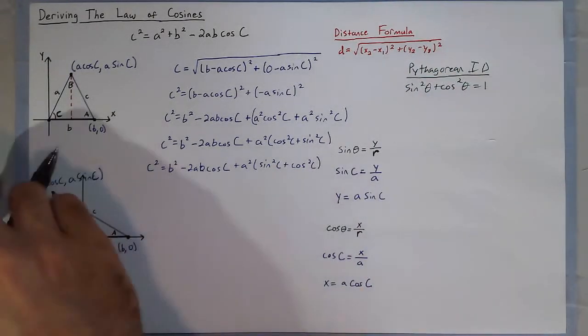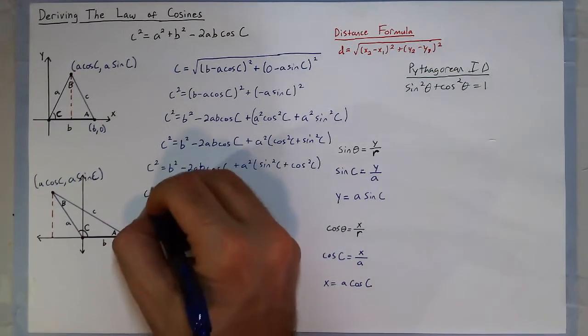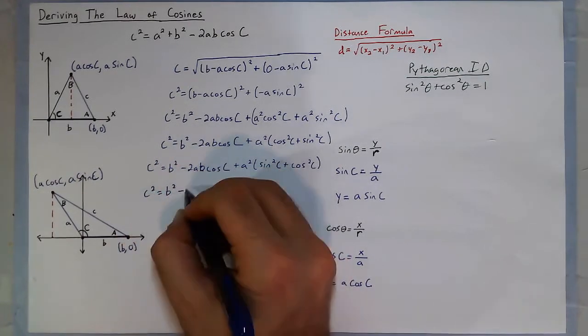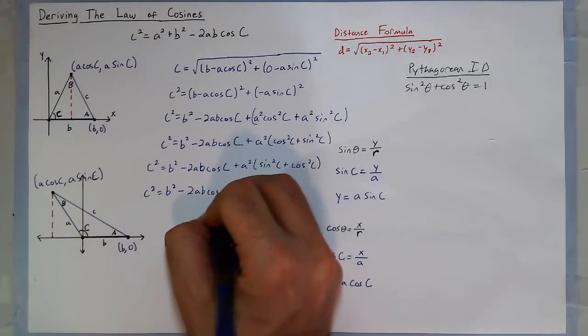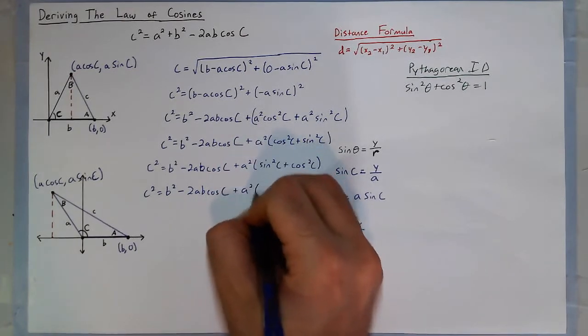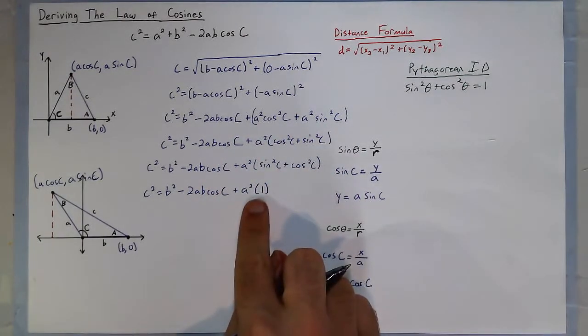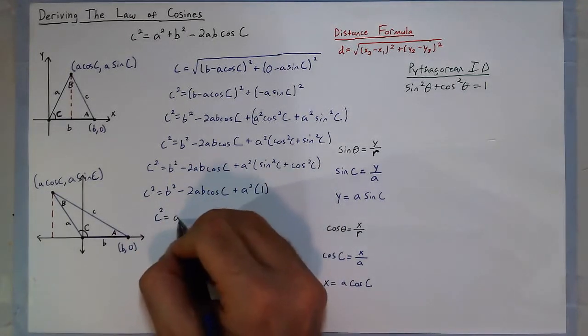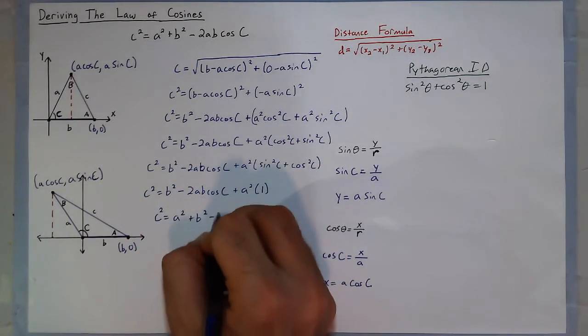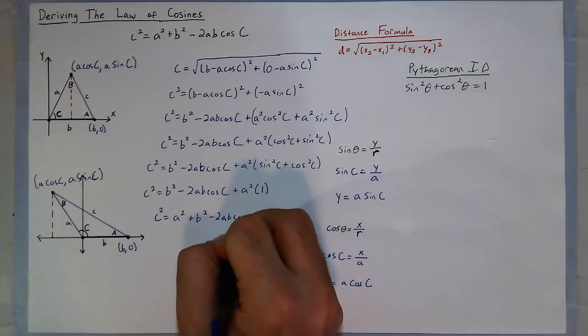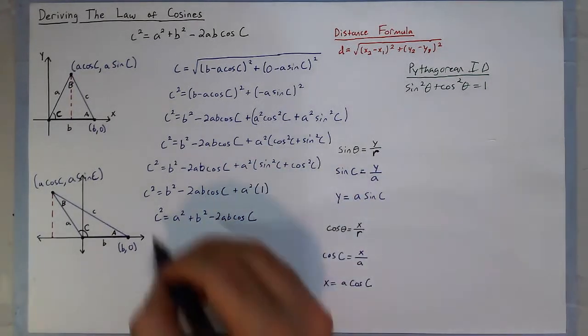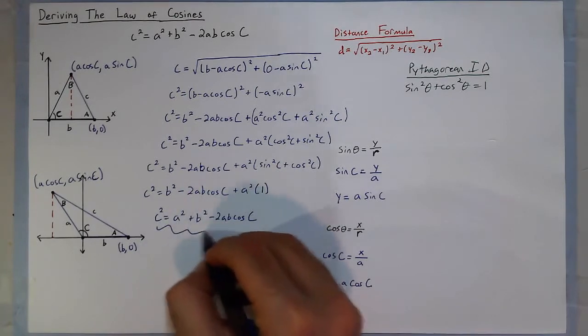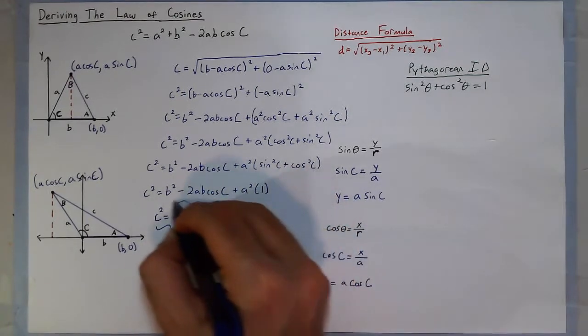So by replacing that with 1, I'll get c squared is equal to b squared minus 2ab cosine of c plus a squared times 1, which just leaves me with a squared. So rewriting this equation, I get c squared is equal to a squared plus b squared minus 2ab cosine of c, which is my law of cosines.